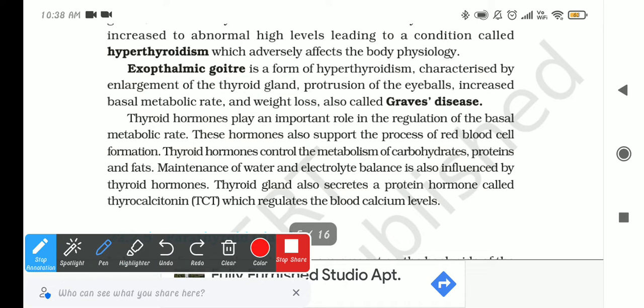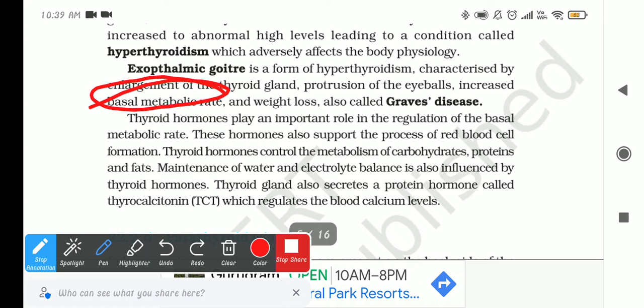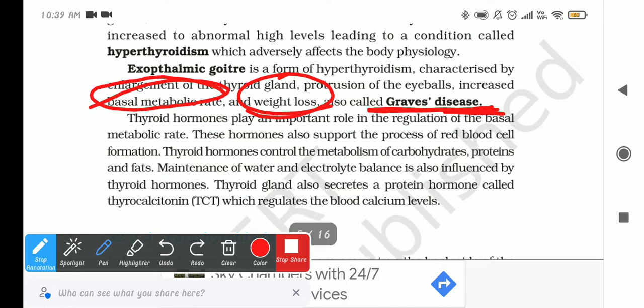Next, exophthalmic goiter. It is a form of hyperthyroidism, which we can recognize when the thyroid gland is enlarged, there is protrusion of the eyeballs, an increase in the basal metabolic rate, and weight loss. It is also called Graves' disease.